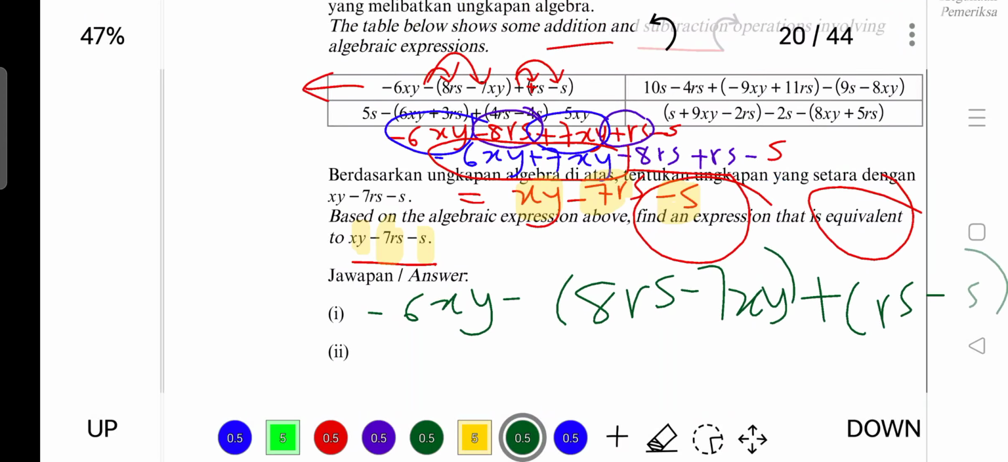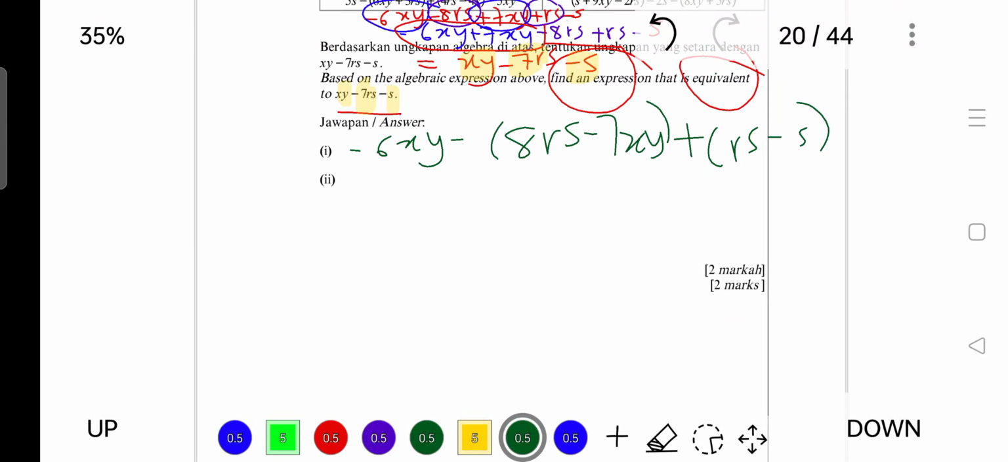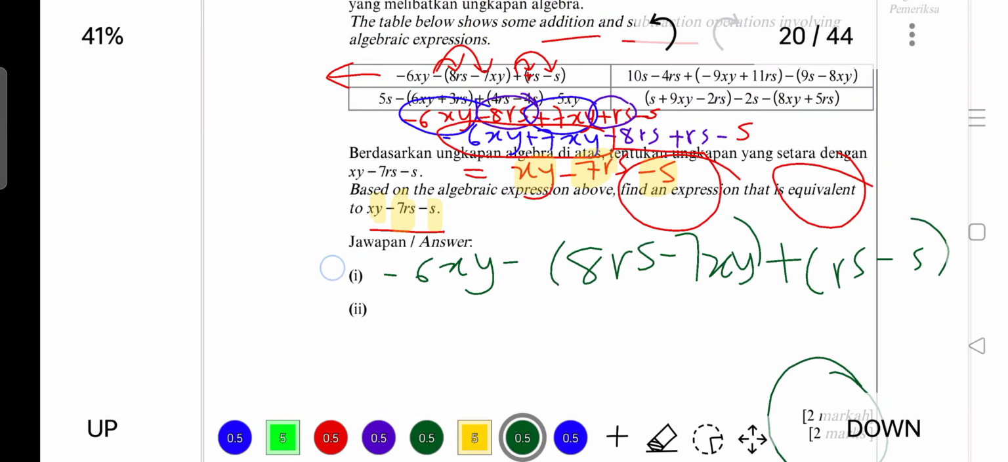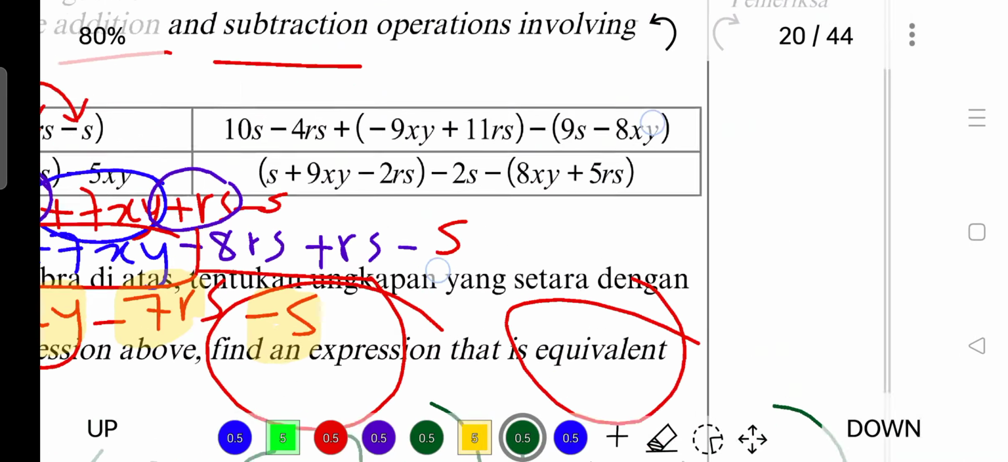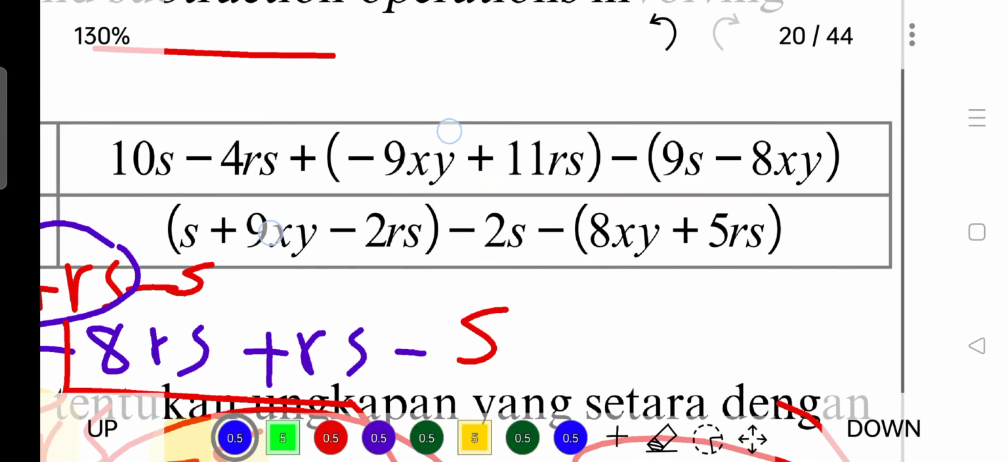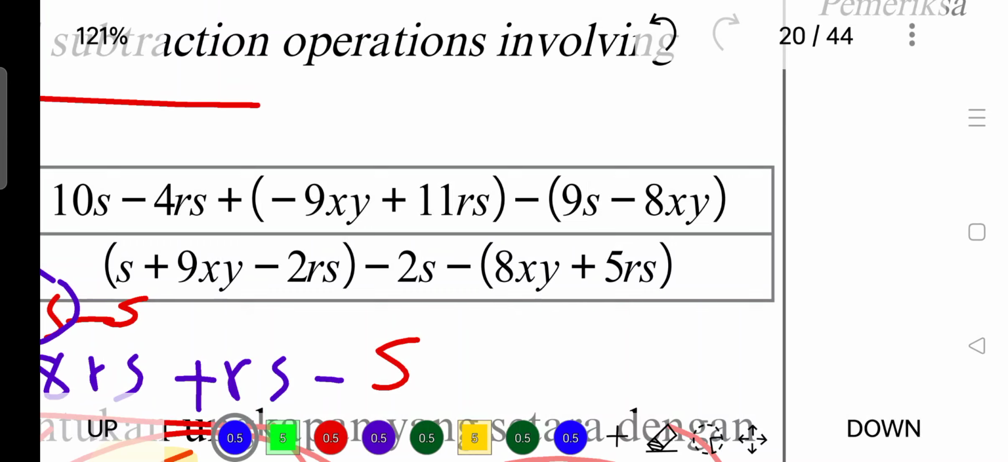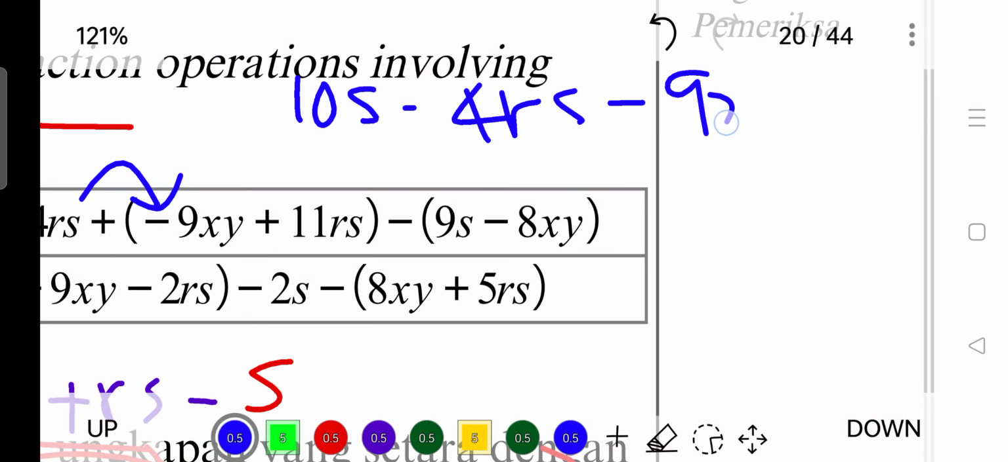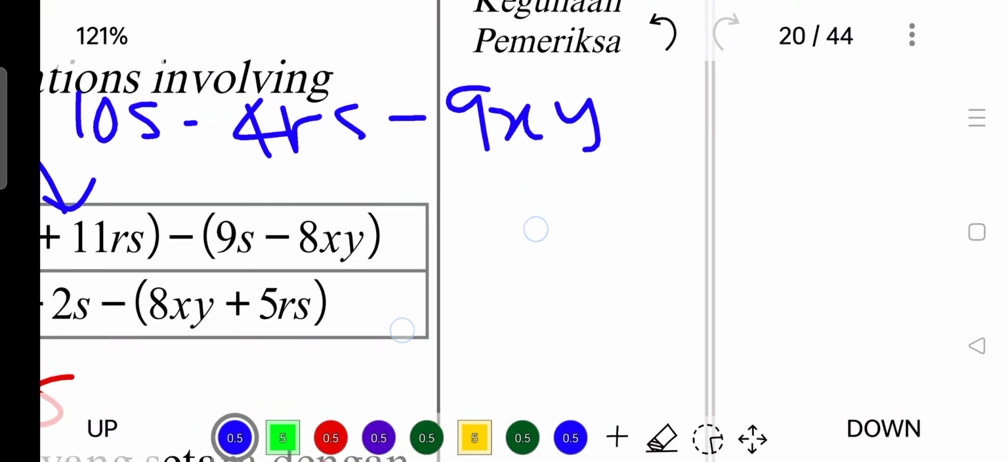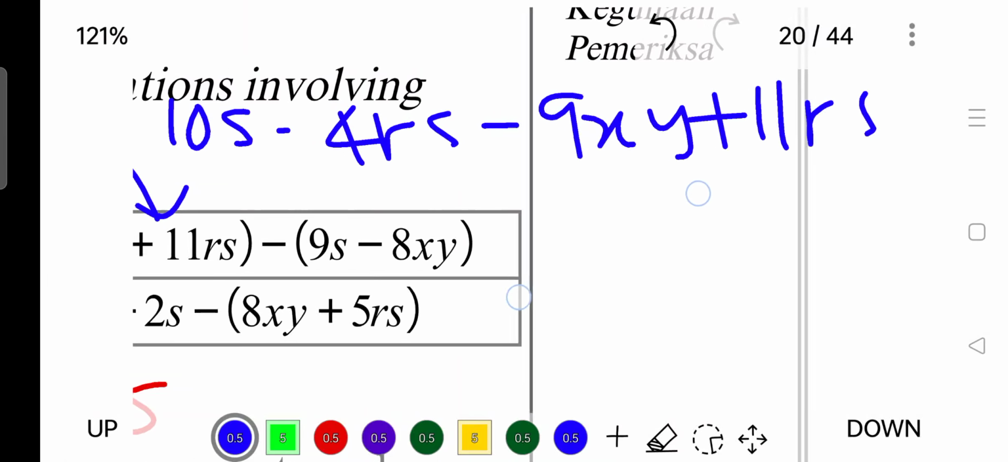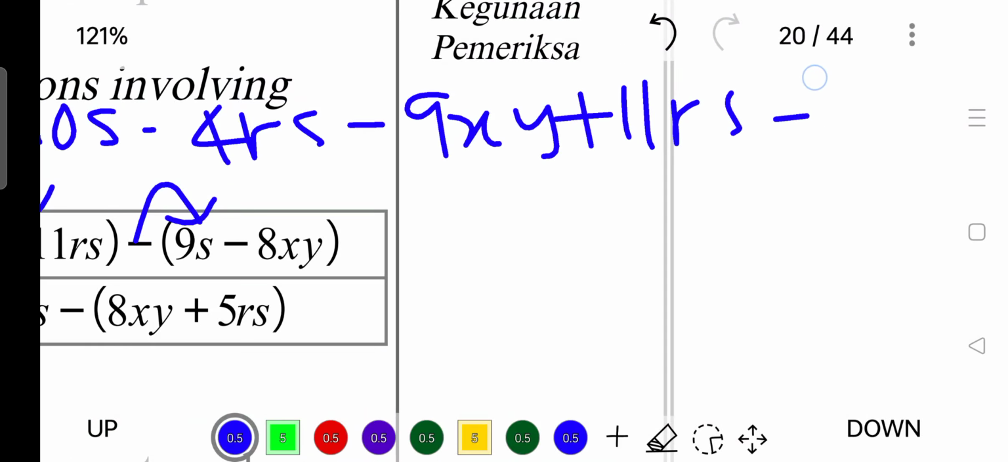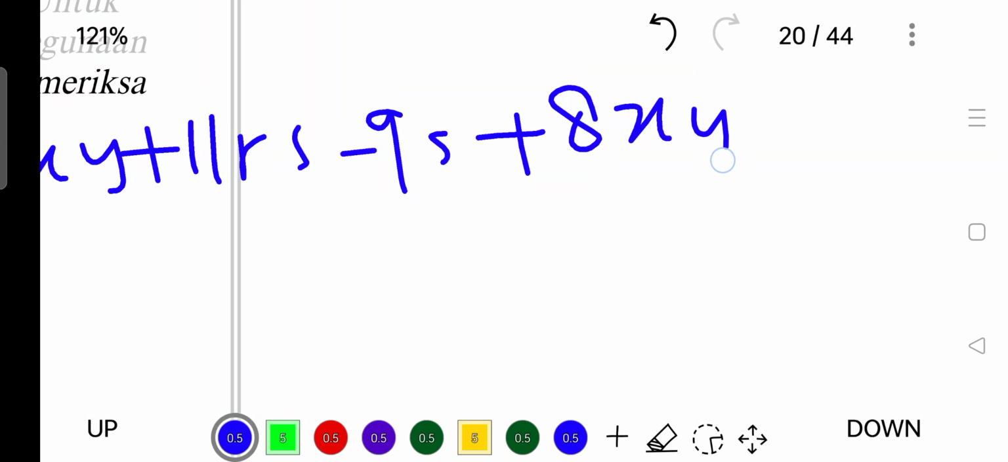Okay, the first answer has been taken, but here you have only 2 marks and only 2 options were given. So let's go for another option. Let's do the checking. Okay, I would like to take this one. 10s minus 4rs. This one multiplied in, I get minus 9xy. Multiplied in again, plus 11rs. Multiplied in, minus 9s. Multiplied in, plus 8xy.